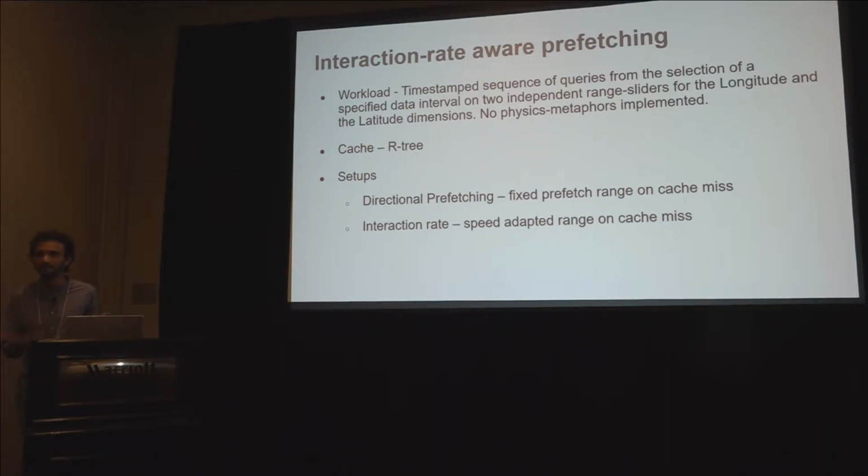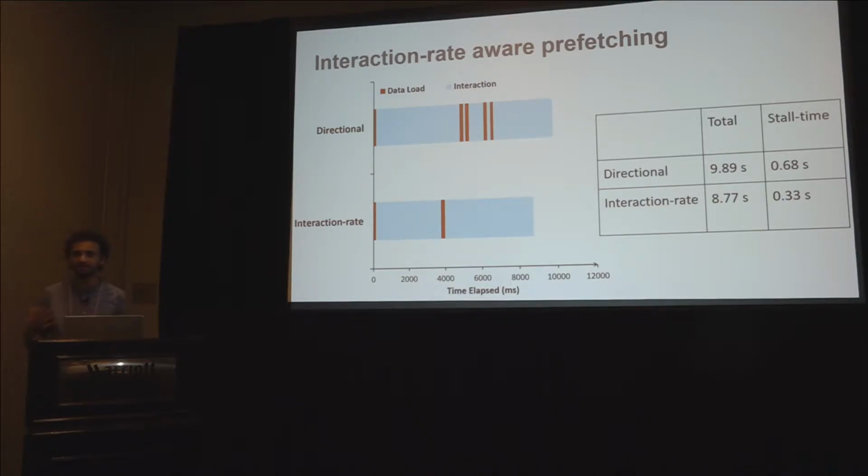The baseline setup we use for evaluating our interaction rate aware strategy is a simple directional prefetching strategy. With most directional prefetching strategies, you prefetch a certain fixed range of data on a cache miss. Here, we chose to prefetch 5% of the entire data range on every cache miss. That's not exactly arbitrary. We tried out multiple fixed ranges, and longer ranges would lead to longer data stalls because those are larger data bounds, and the network latency would be higher. And if we reduced that data range, it would just lead to more stalls.